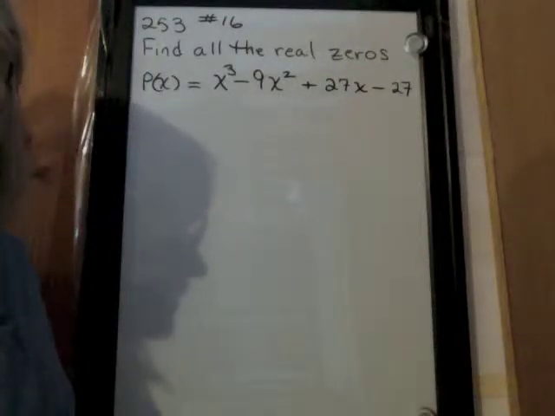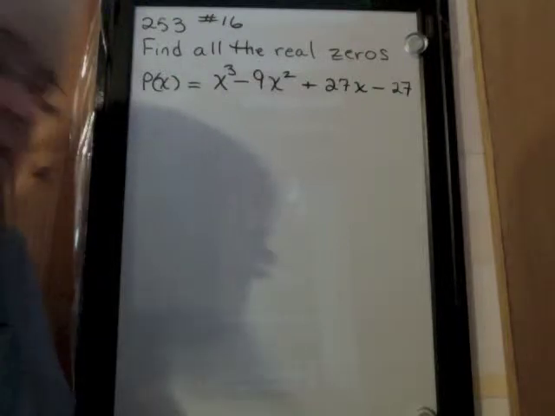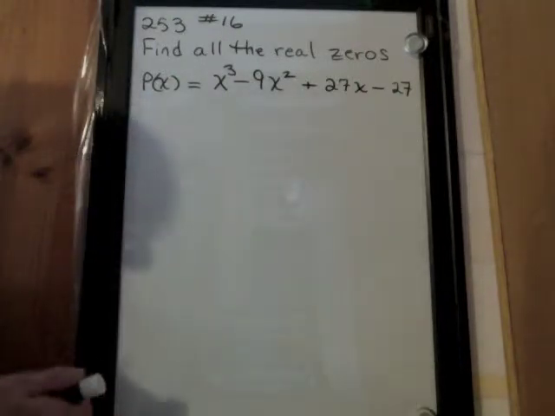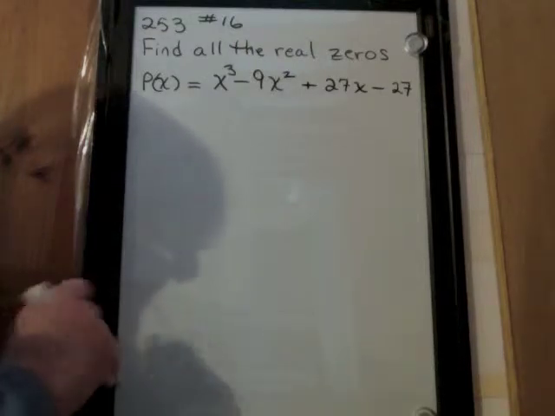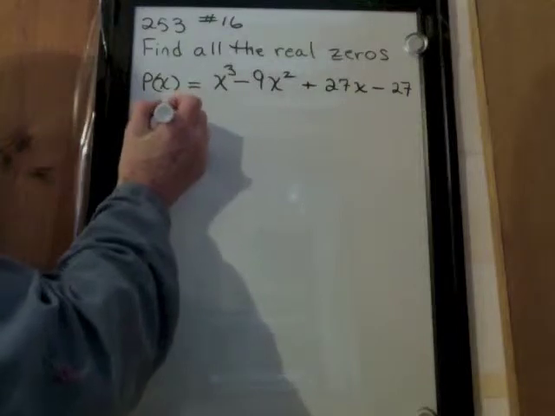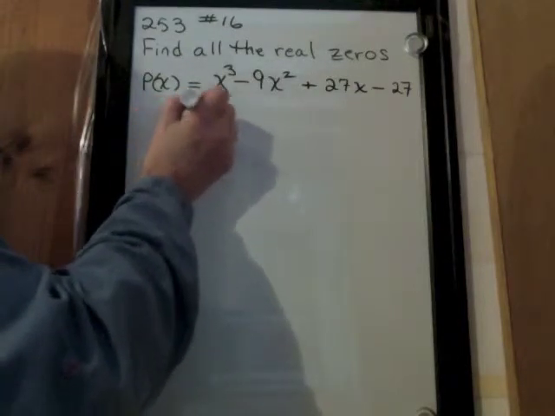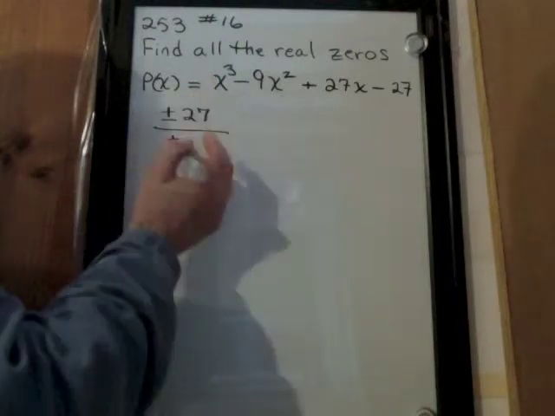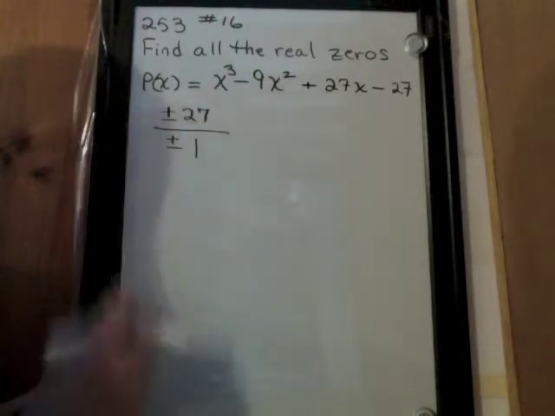Okay, I'm going to do an example from page 253. Find all the real zeros. Now, when you have a problem like this, the first thing you have to do is figure out how many zeros I have. So you have to take plus or minus 27, or the constant term, over plus or minus the coefficient of the highest degree term. In this case, it's a 1.